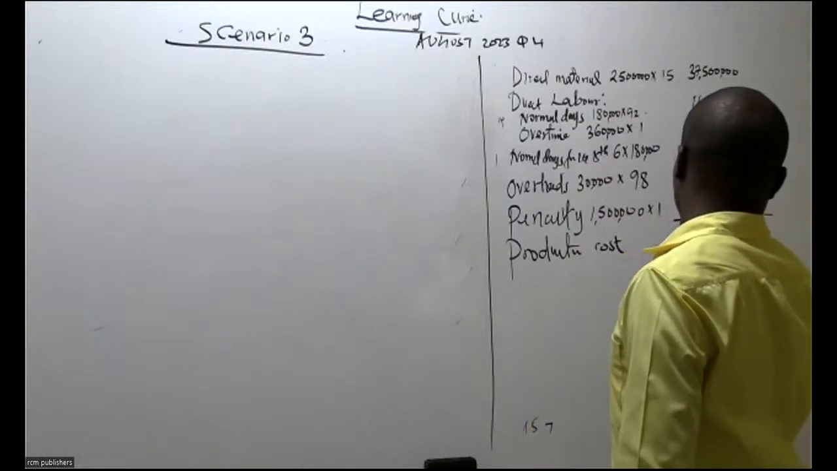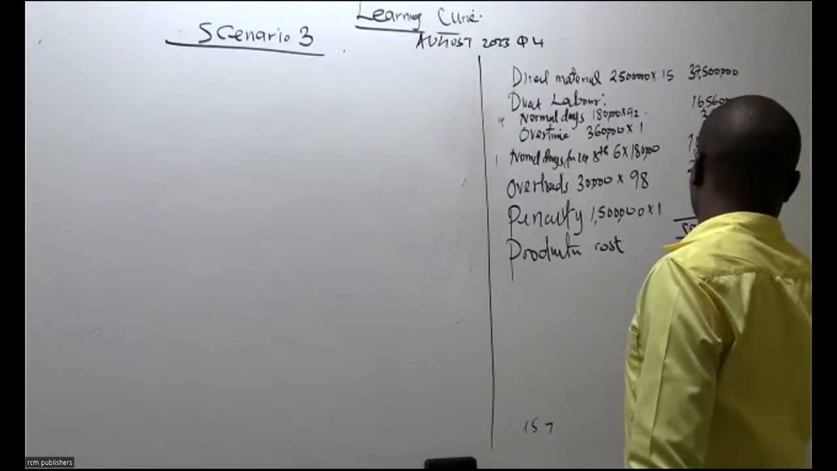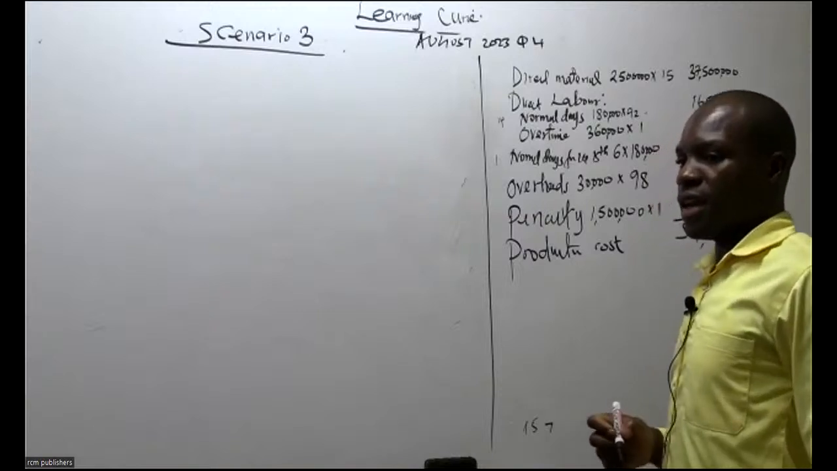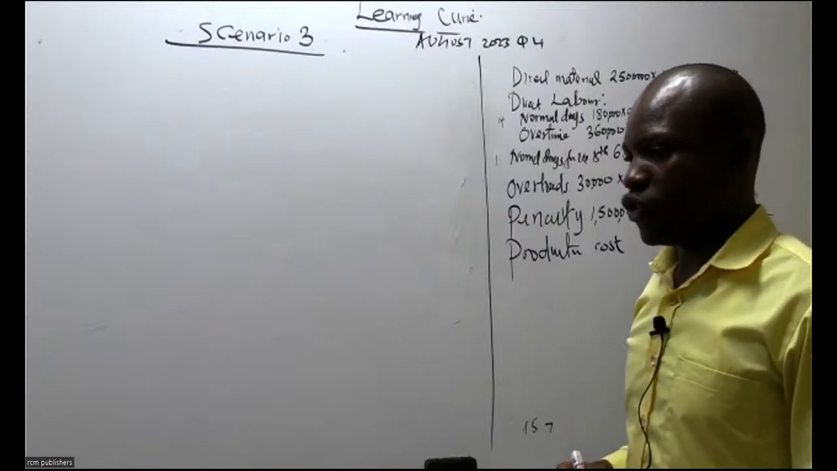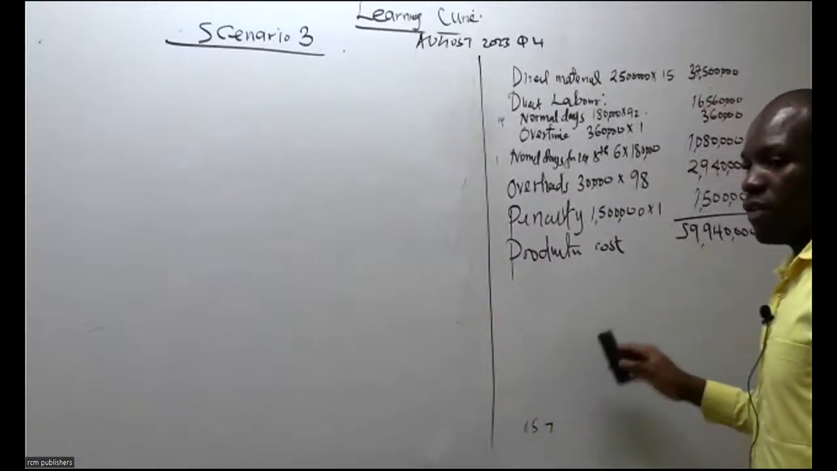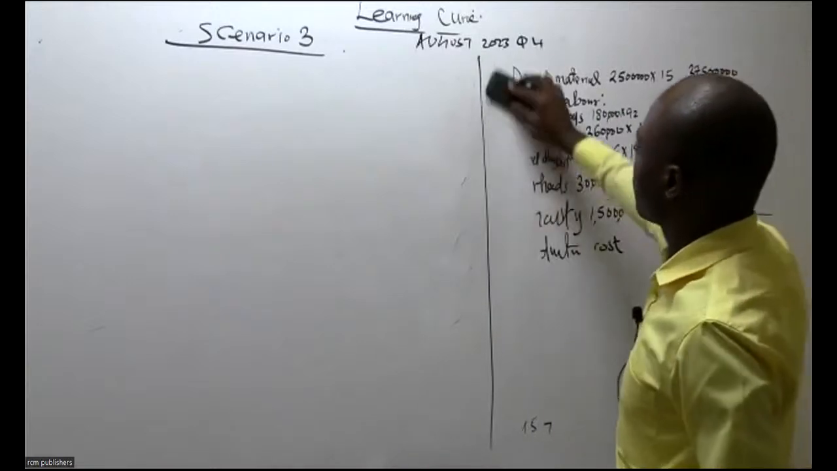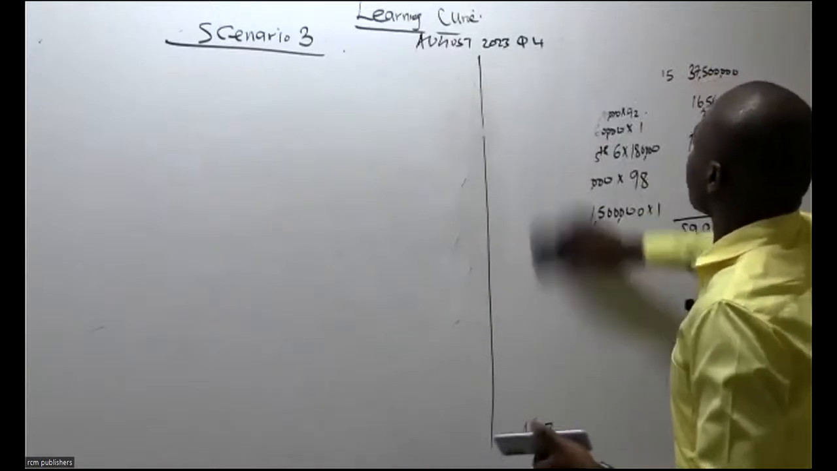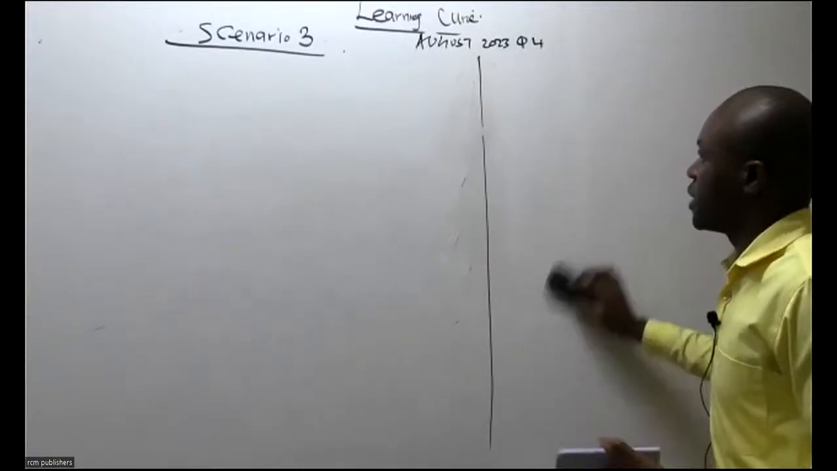59,940. 59,940,000. Okay, I can see 2 people are getting that, so I will just assume that everyone will be getting this. Everyone should be getting that.